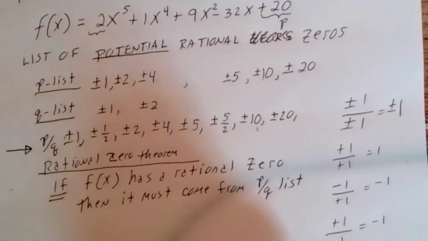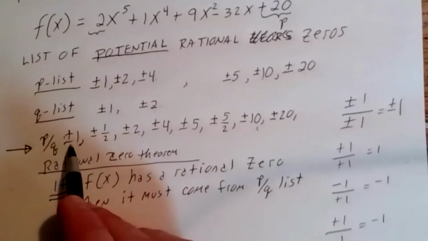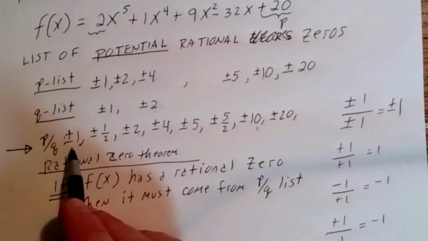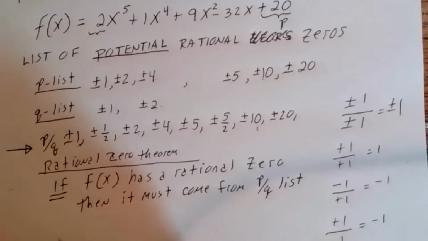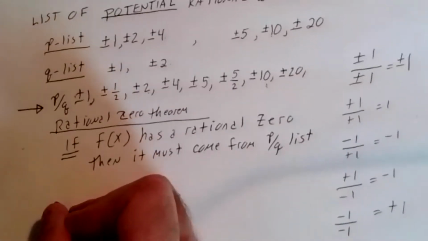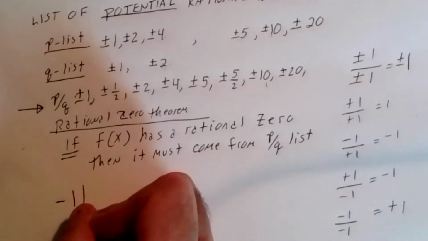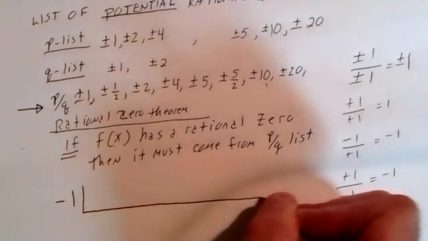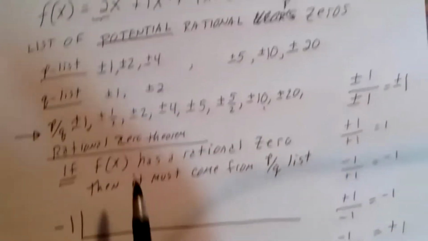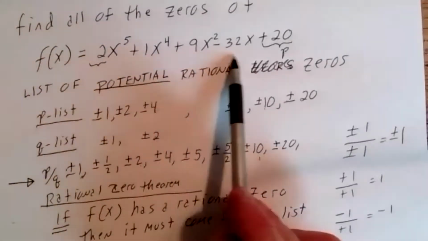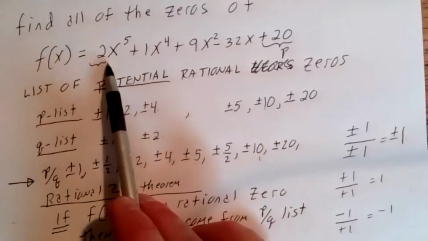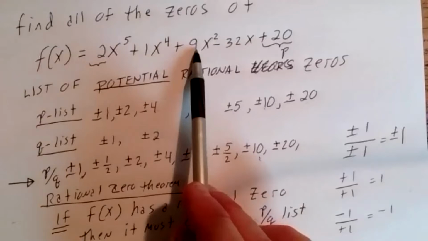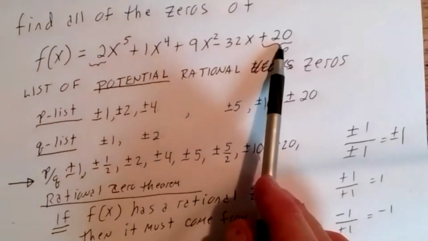All right, so I'm going to choose positive 1 here, ladies and gentlemen, and I'm going to see if it's a 0 of my polynomial function. Well, first of all, I'm going to purposely choose -1. So here's what I'm going to do. I'm going to see if -1 is a zero of this 5th degree polynomial function. So I'm going to synthetically divide -1 into the coefficients of this polynomial. That's to say the coefficients are 2, 1, 9, -32, and 20.